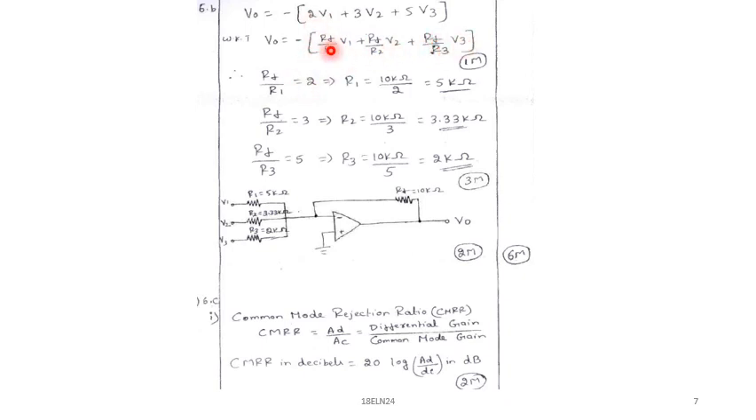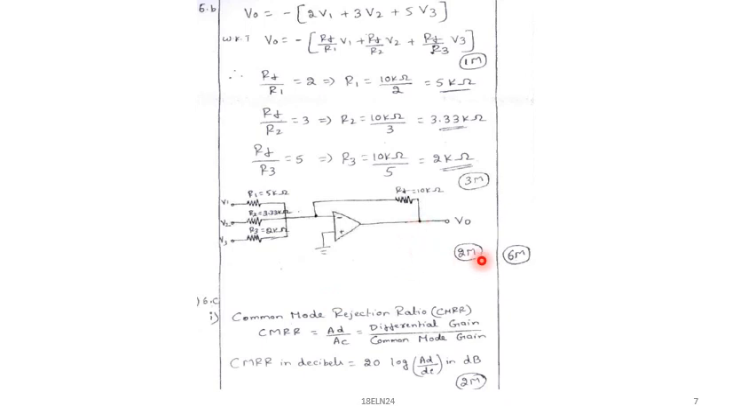Just comparing the general equation and the given V0 equation, and Rf, you have to take 10 kilo. Based on that, you will get R1 is equal to 5 kilo, R2 is 3.3, and R3 is 2 kilo. And the calculation here is 3 marks, and you have to draw the circuit diagram. They will mention design an adder circuit, which means you have to draw the circuit diagram.